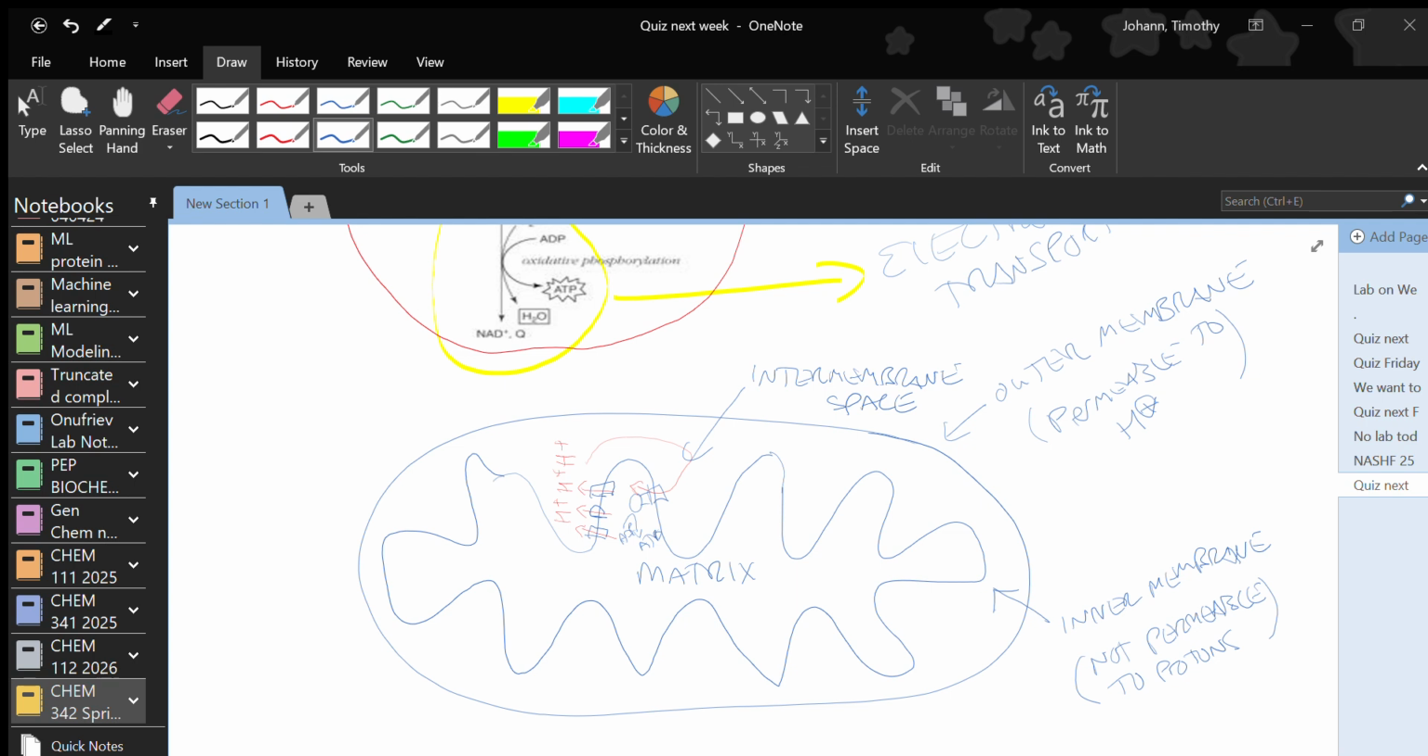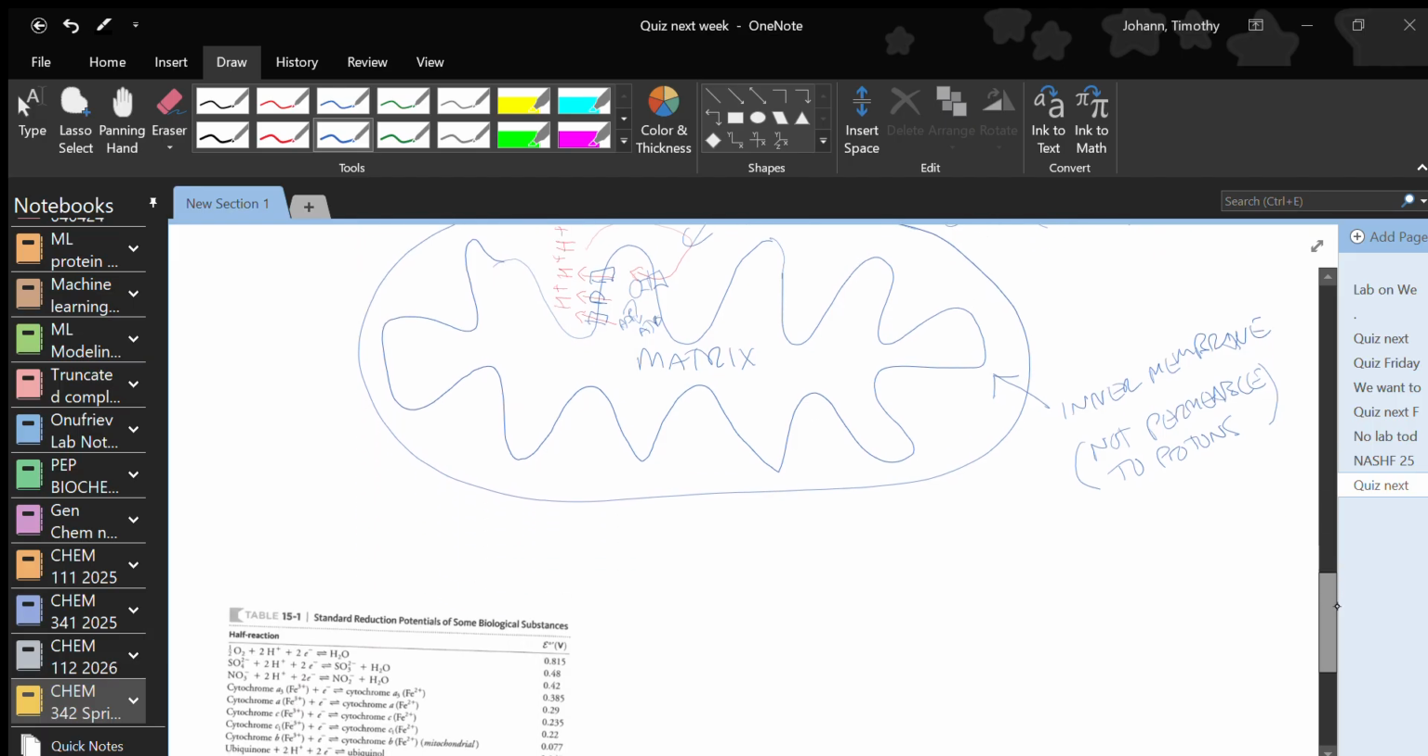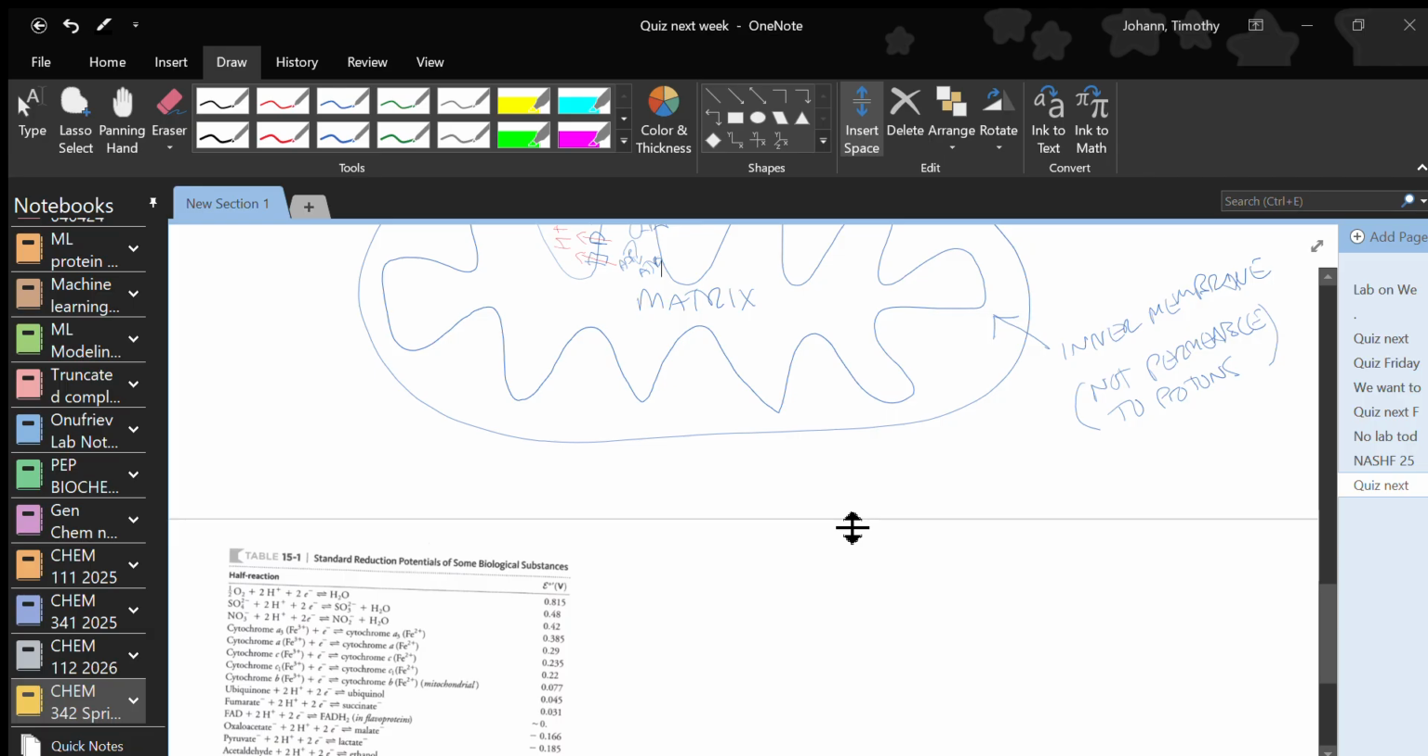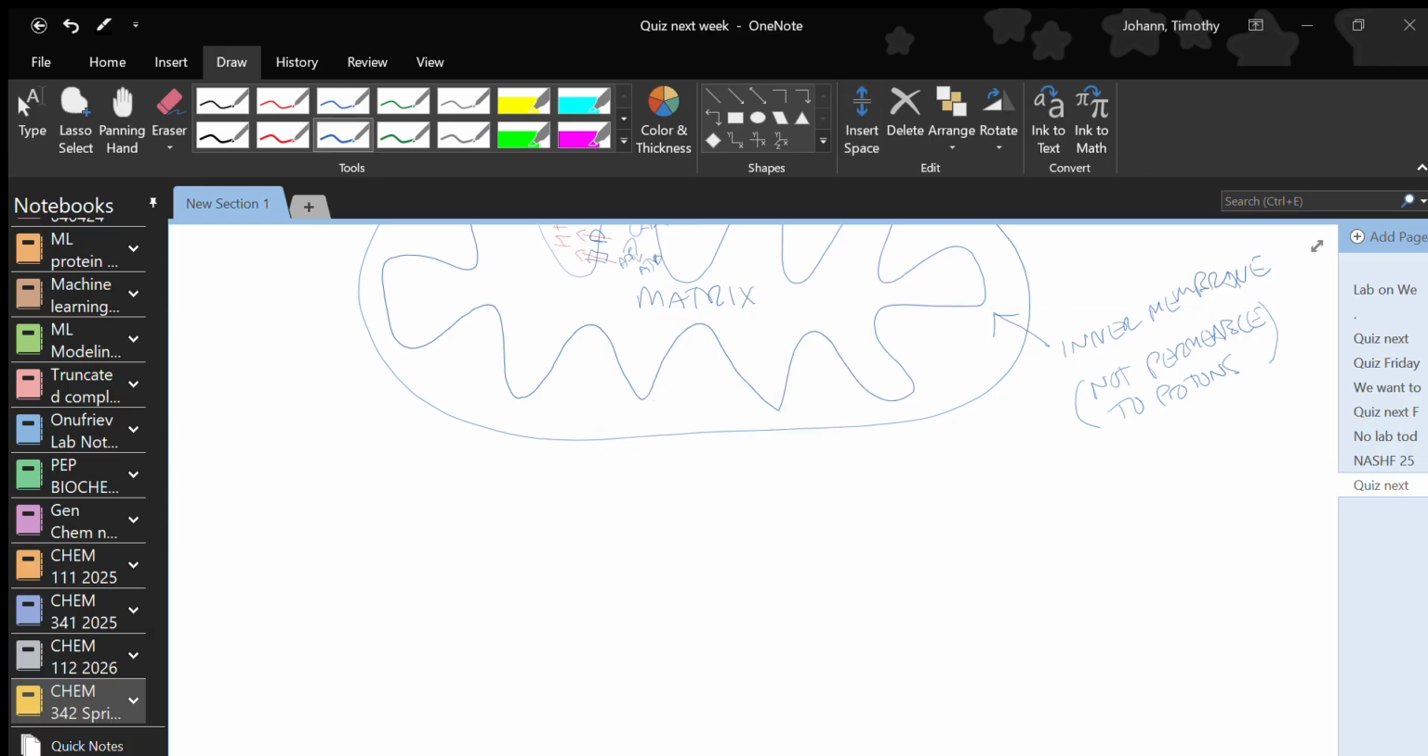We're going to blow up and look in greater detail at what's going on in the intermembrane space. But that's essentially our process, and that's how ATP is going to get made here. Questions? All right, let's blow things up and look at it bigger and in more detail.